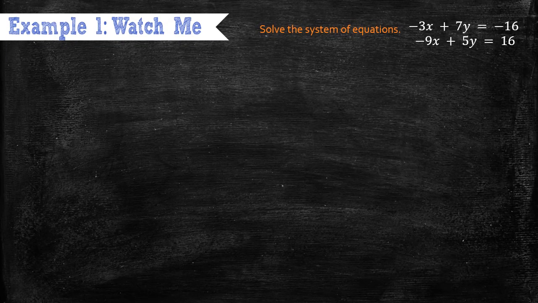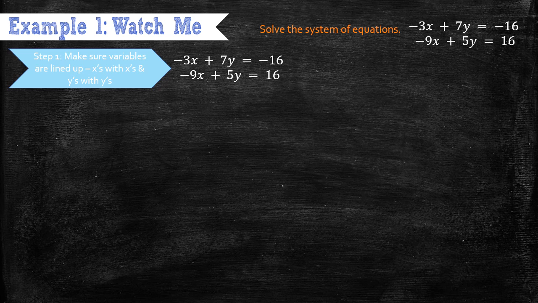We want to solve the system of equations. We have negative 3x plus 7y equals negative 16, and then our second equation is negative 9x plus 5y equals positive 16. So just like when we were eliminating systems of equations where we were already given everything lined up for us, we're going to start the same way. We want to make sure that our variables are lined up. And remember that when we're using elimination, we are using it because we're given two equations that are in standard form. That's your ax plus by equals c.